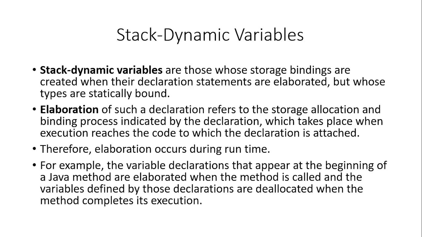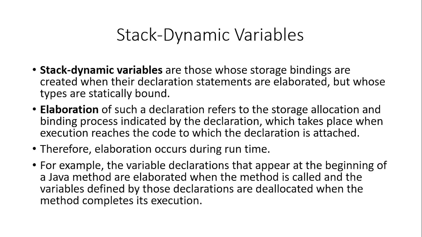Elaboration of such a declaration refers to the storage allocation and the binding process indicated by the declaration, which takes place when execution reaches the code to which the declaration is attached. At that time the storage allocation and the binding process will happen, but their types will be statically bound. So we can say elaboration occurs during runtime. For example, the variable declarations that appear at the beginning of a Java method are elaborated when the method is called, and the variables defined by those declarations are deallocated when the method completes its execution.